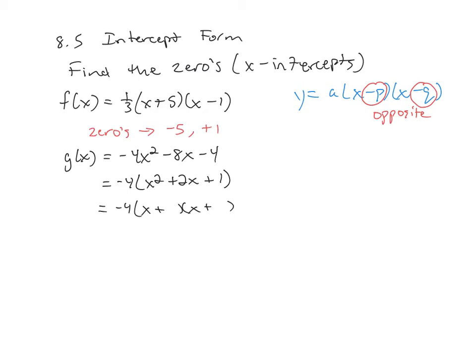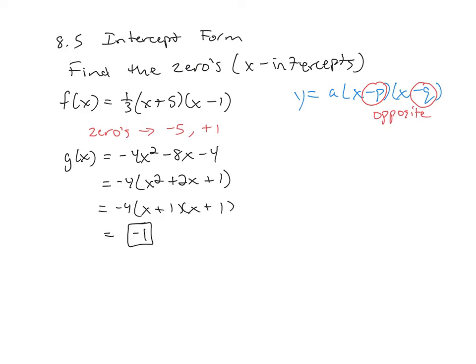What times what is 1? That adds up to 2. It's just 1 and 1. So there actually is only one answer on this one because they're both like +1. They're both the same. So the answer is -1. The opposite of what you see is the 0.